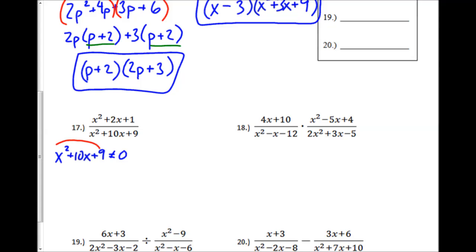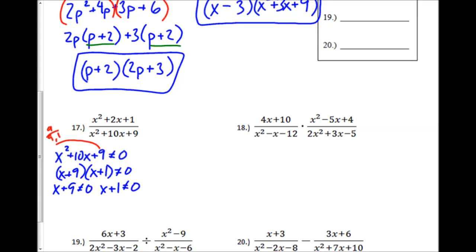I build a bridge. That's a 9, two numbers that multiply to 9 but add to 10, or a 9 and a 1. So this is going to factor into x plus 9 and x plus 1. And again, it can't equal 0, so now I say that each of these factors cannot equal 0.